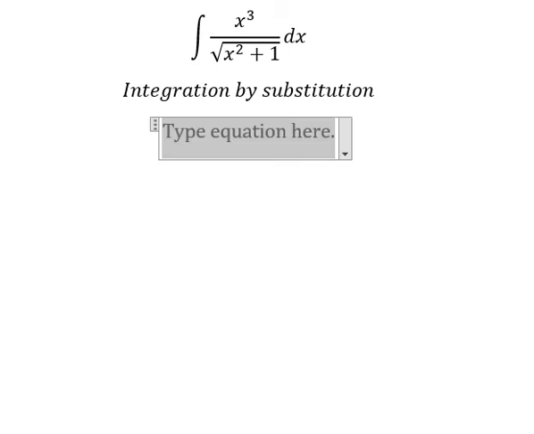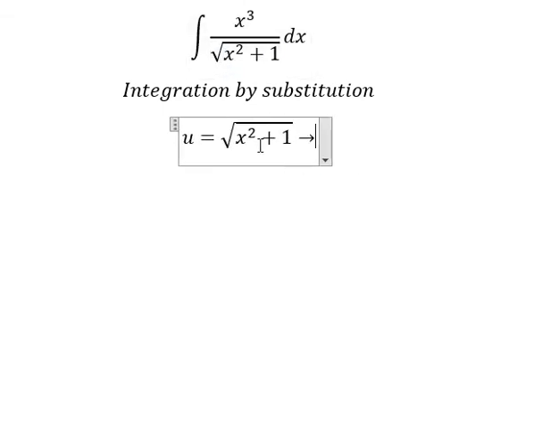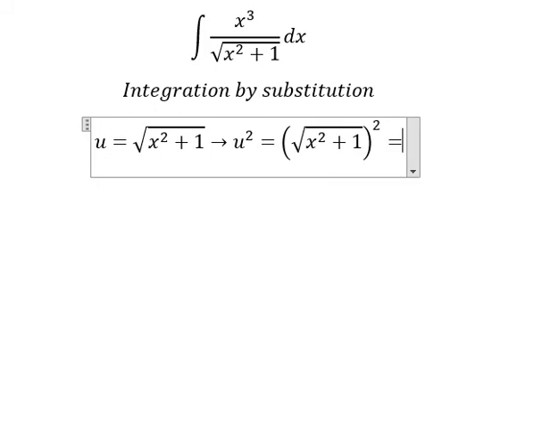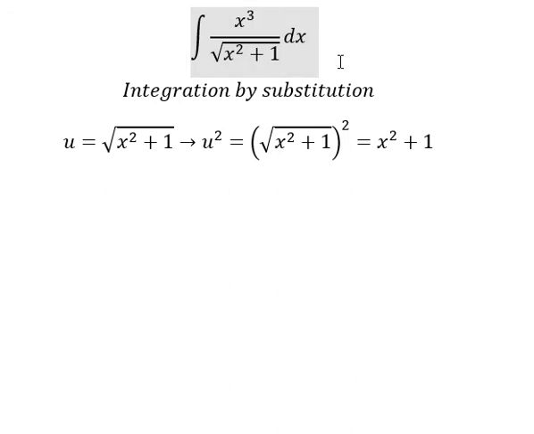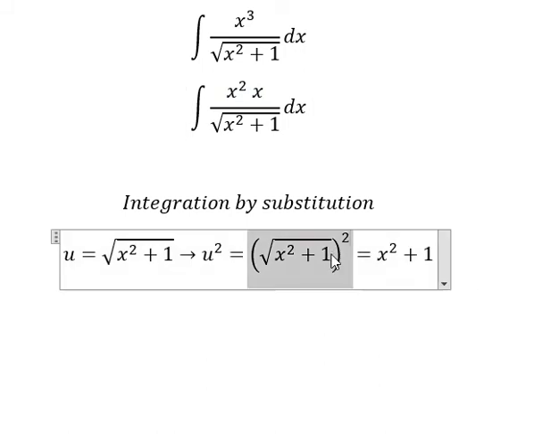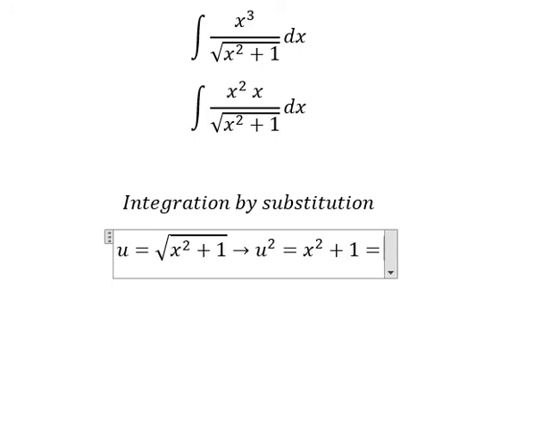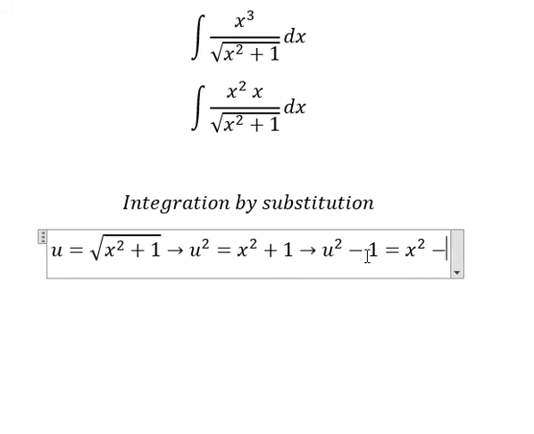So I will put u equals this one. Then we square both sides to cancel the square root. And we know that s to the power of 3 is s squared times s. So in this situation, I will move the number 1 to the left. So we have u squared minus 1 equals s squared.